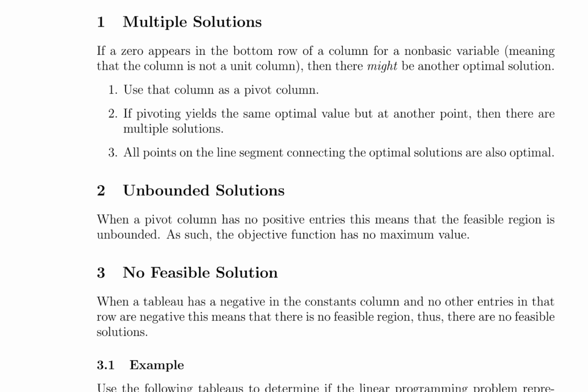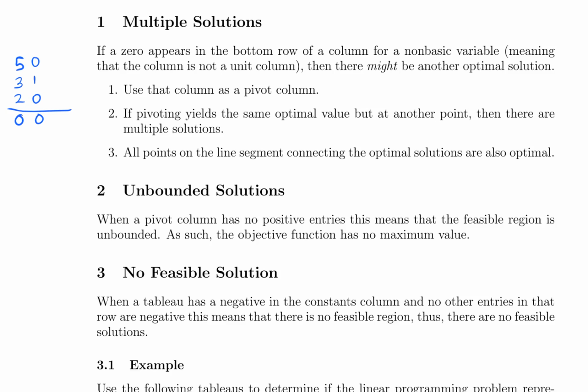First, if we're going to have multiple solutions, this will happen if a 0 is in the bottom row of a column for a non-basic variable. So this could be something like, say I have a column that's like 5, 3, 2, and then I hit my bottom row and I have a 0 in here. This would be an example of a column that is non-basic. A basic column would be something where we have 1, 1, and then zeros everywhere else. So a basic column or a unit column is not a problem.